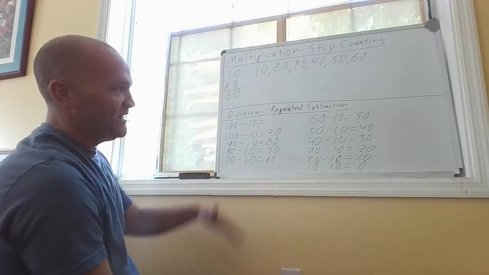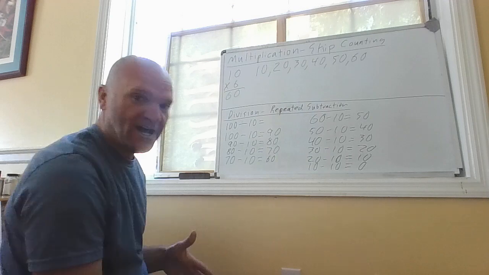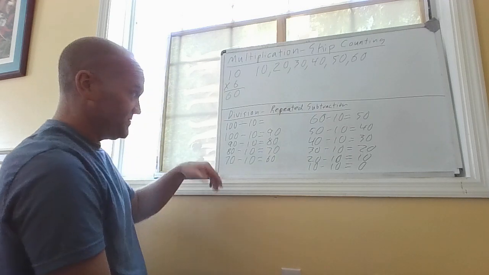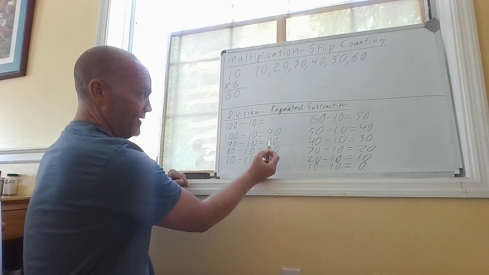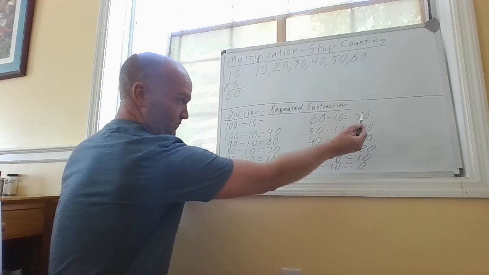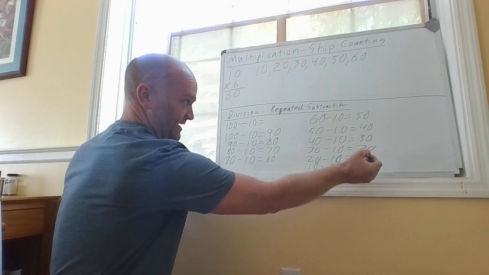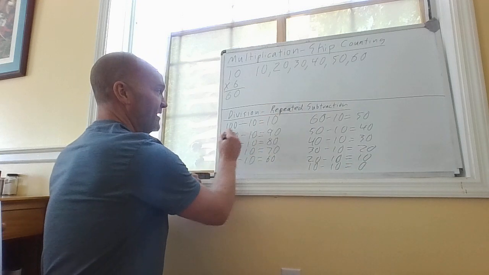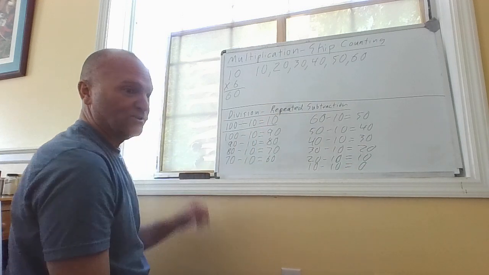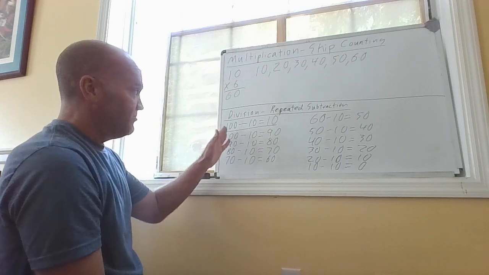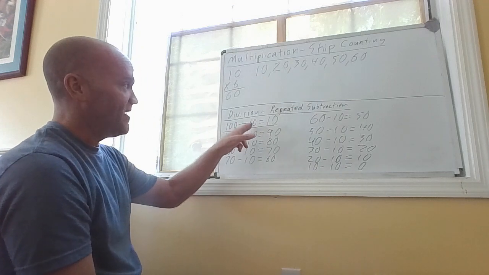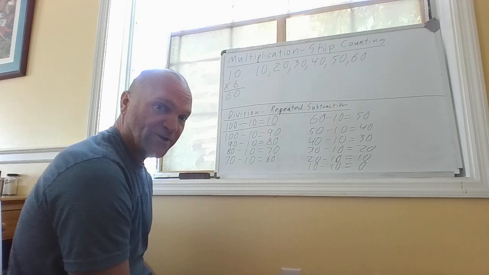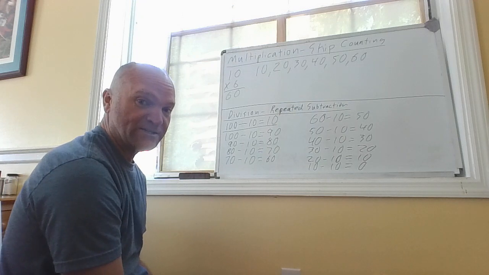And now we need to count and see how many times we subtracted 10 in order to get to 0. So we have 1, 2, 3, 4, 5, 6, 7, 8, 9, 10. So now we can write that number right here, and that gives us our quotient from our dividend divided by our divisor equals 10 for our quotient. And that is how we would solve a division problem using repeated subtraction.